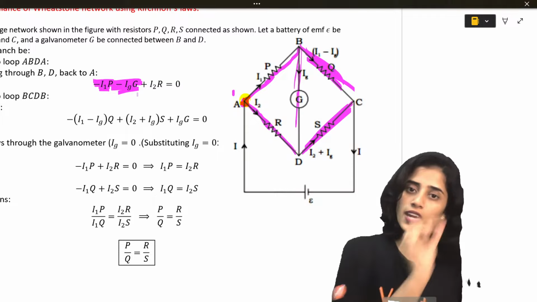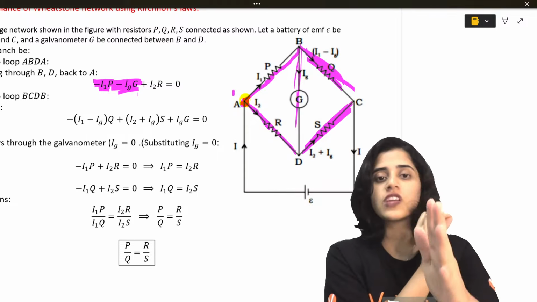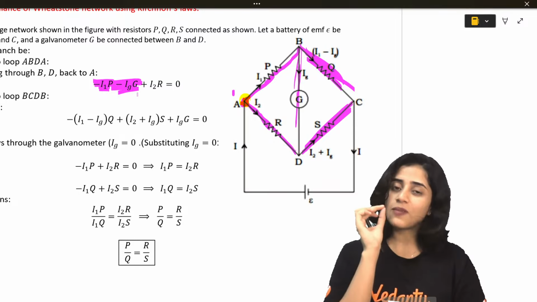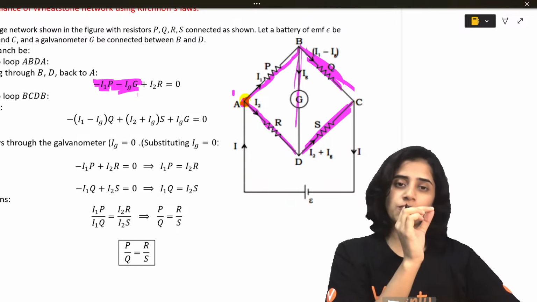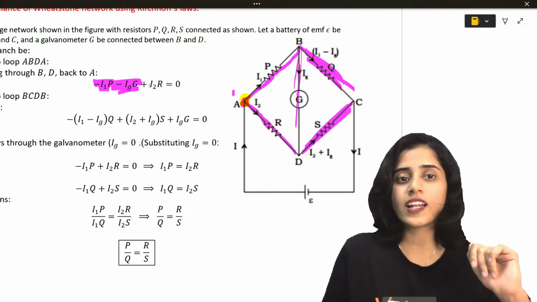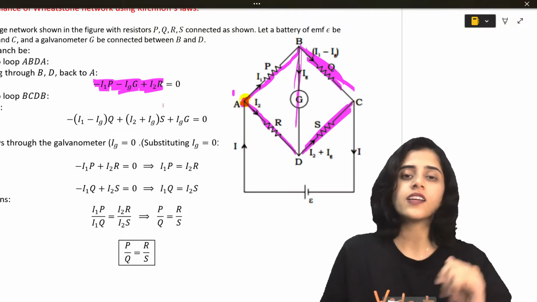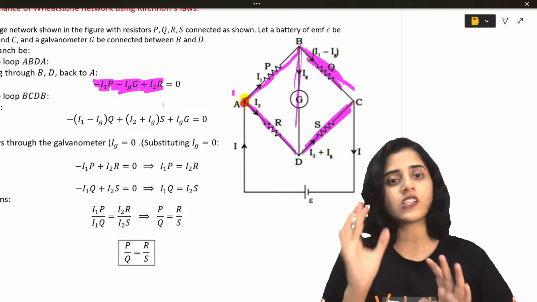I am going from D to A. Students, please look at the figure and what I'm explaining. I2 is coming in the opposite direction, so I2 will be positive. What is the resistance there? R. So it will be I2 R. Now this whole thing will be 0. By Kirchhoff's law, one whole loop will have 0.